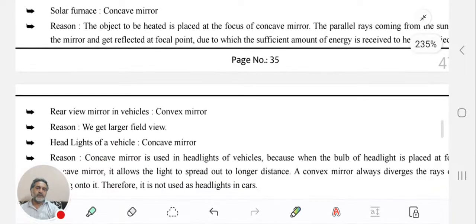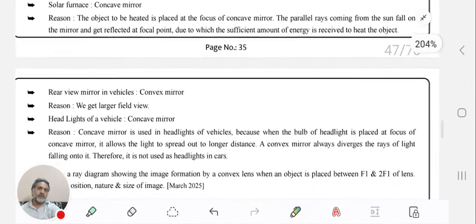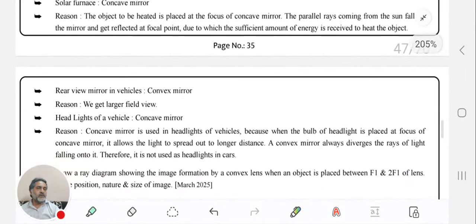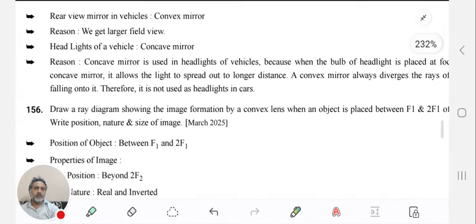Solar furnace: concave mirror. Reason: the object to be heated is placed at the focus of a concave mirror. The parallel rays coming from the sun fall on the mirror and get reflected at the focal point, due to which a sufficient amount of energy is received to heat the object. Rear view mirror in vehicles: convex mirror. Reason: we get a large field of view.